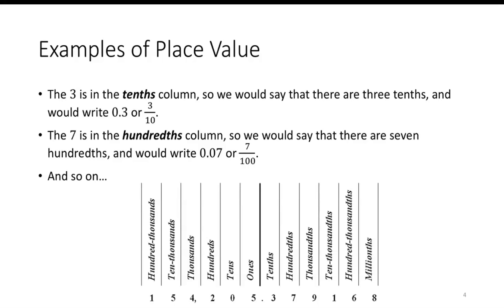As an example, the 3 in the tenths column, so we would say there are 3 tenths, and would write 0.3 or 3 over 10. The 7 is in the hundredths column, and so we would say there are 7 hundredths, and write it as 0.07 or 7 over 100, and so on.